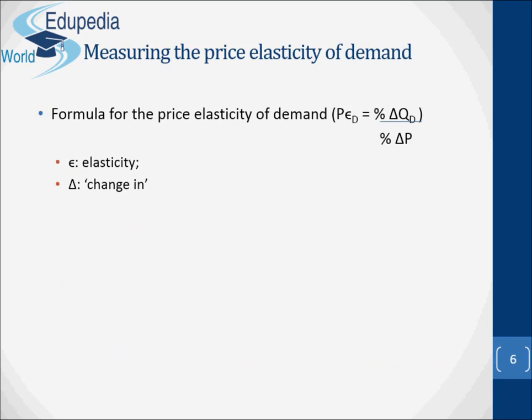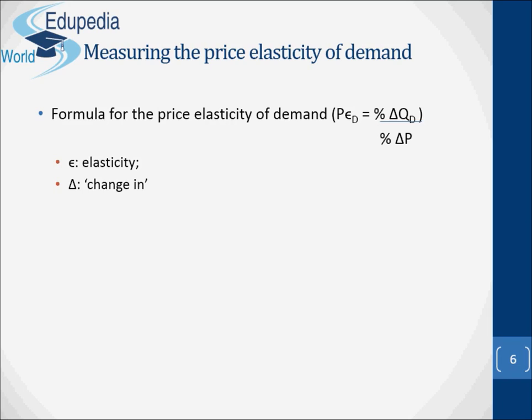Measuring the price elasticity of demand. What we want to compare is the size of the change in quantity demanded with the size of the change in price. But since price and quantity are measured in different units, the only sensible way we can do this is to use percentage or proportionate changes. This gives us the following formula for the price elasticity of demand. PεD for a product equals percentage change in quantity demanded divided by the percentage change in price.